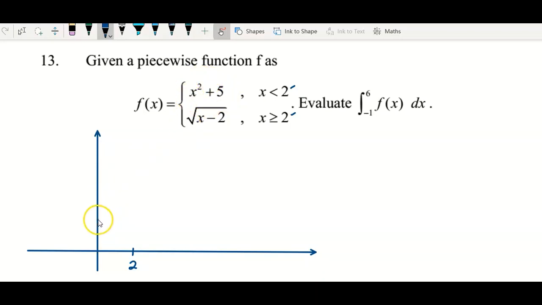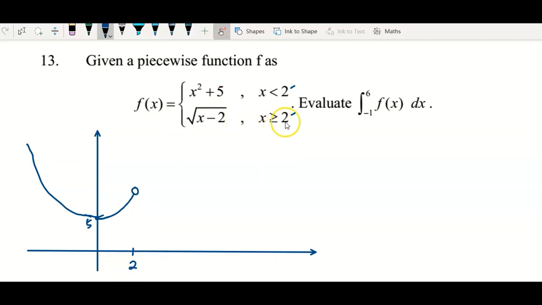So when you want to sketch the quadratic function x squared plus 5, this is the point of y equals 5, and the graph is in this form. You go through the 5, and then go up because it is a quadratic. And it will break at x equals 2, and because this does not include the 2, I put an empty circle here.